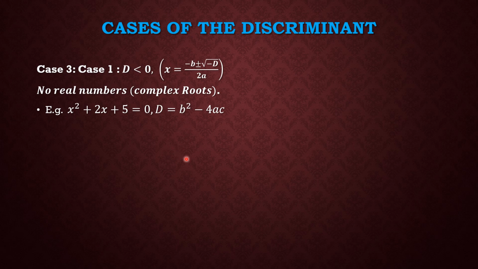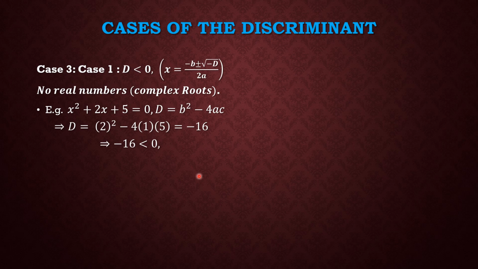When we substitute the values of b, a, and c at their respective positions in the discriminant expression, we are going to end up with an expression of this nature, which will be evaluated as D equal to minus 16. And minus 16 is less than 0, which means we are going to have complex roots. That means there is no real root for the quadratic equation.